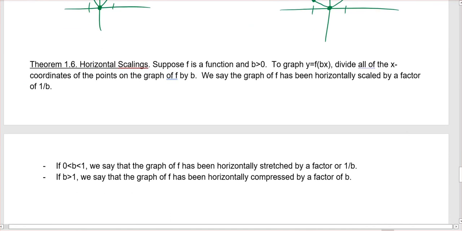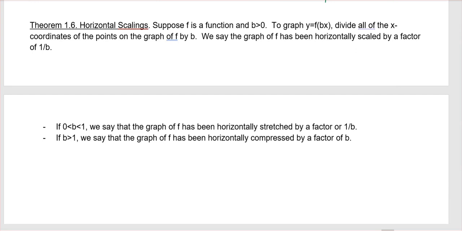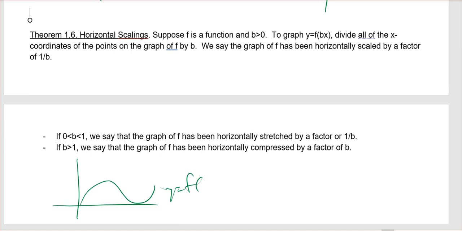Horizontal scalings are going to be when we mess with x, right? When we did the vertical up and down, and the left and right shifts, we mess with y when we're moving up and down, and we mess with x when we're going left and right. Something that we recall when we had the x coordinates changing was that the opposite of what we thought was going to happen is what actually happened.